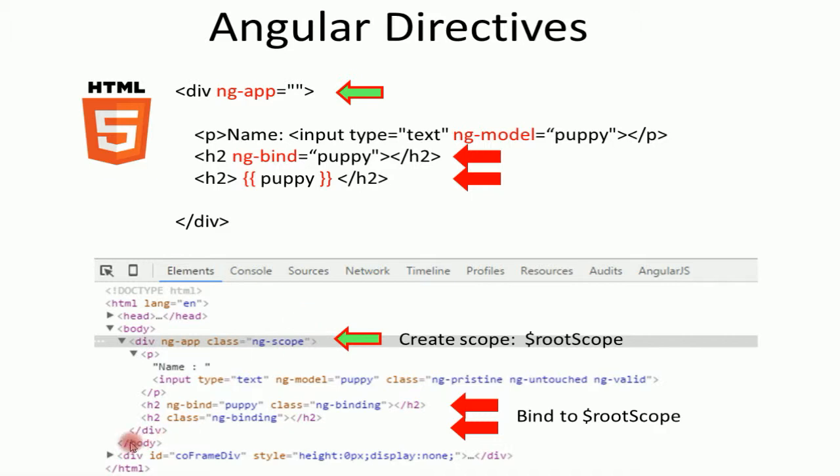Also notice how the H2 elements containing ng-bind and the interpolation symbols, which as we know both declare one-way data binding, in both cases Angular has added the ng-binding class. This is done automatically by Angular, and you will not have to do this yourself, but it is good to be aware of how these directives work.